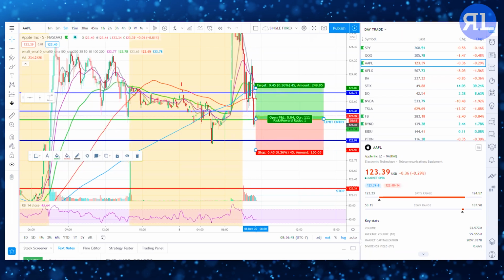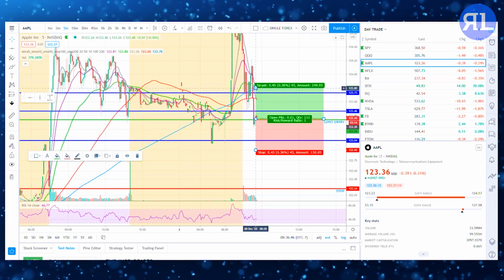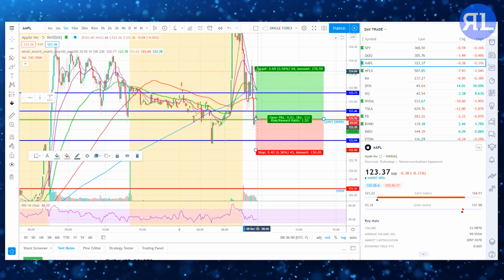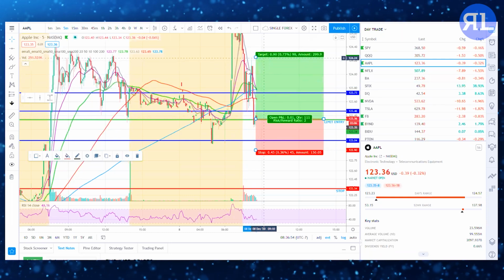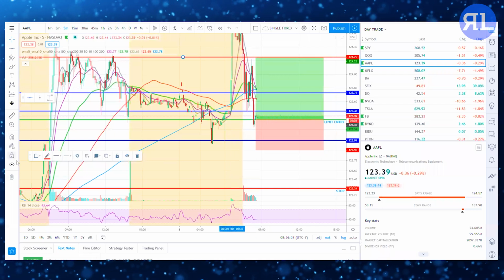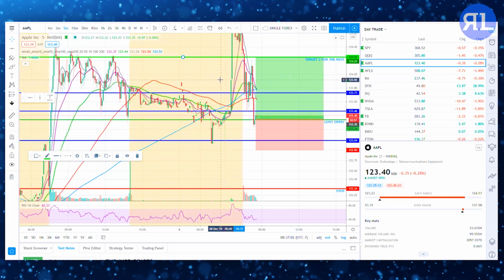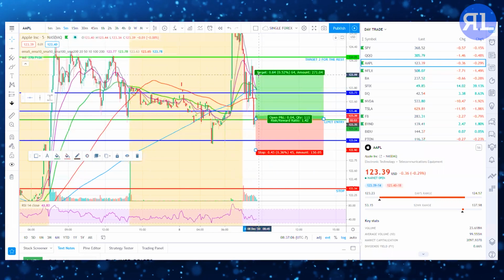Next part, we're always trying to do a 2-to-1 win. So we are trying to win twice as much as we are risking. So where is our 2R? Right there. 124.25 is our 2R. So I would set that as a target, target 2 for the rest. And then I'll make a target back on target 1 here.